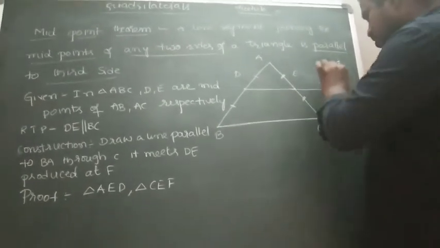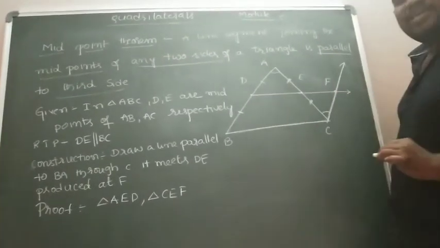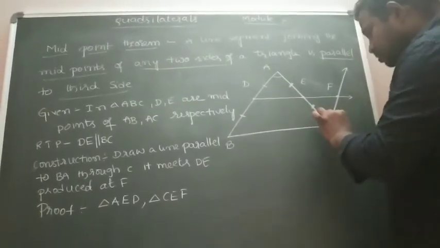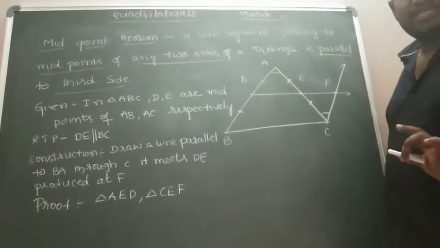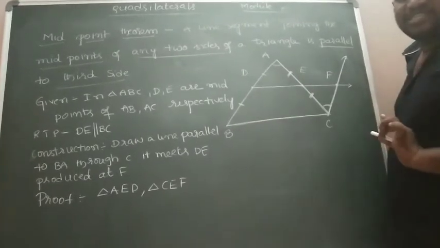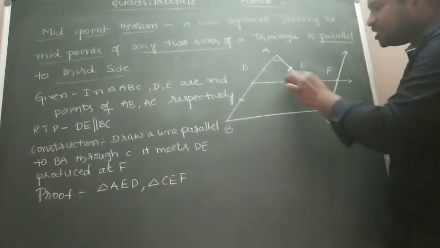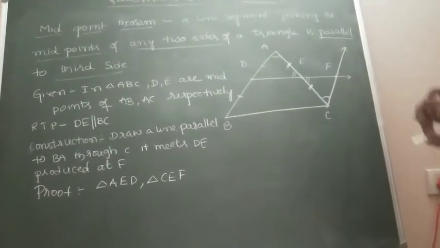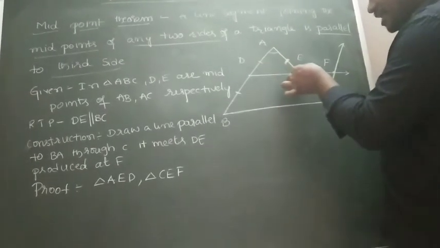Here, these two lines are parallel. Then this angle and this angle are equal. Why? If AC is a transversal, these two angles are equal because they are alternate interior angles. And already it is given that these two sides are equal, the included side. And these two angles are also equal. Why are these two angles equal? Because they are vertically opposite angles. Yes. So angle side angle.